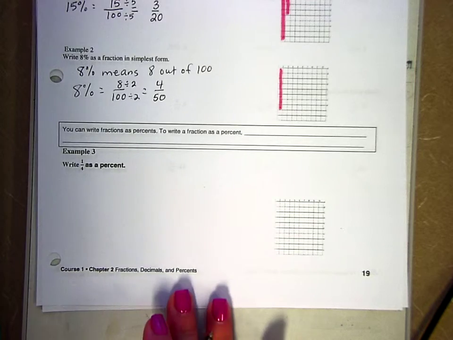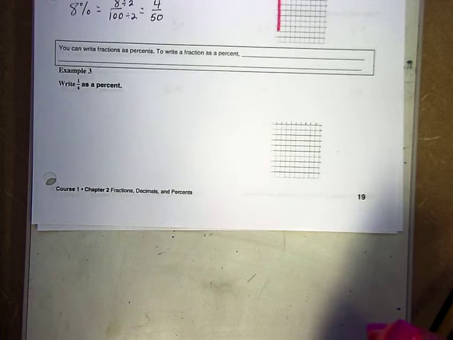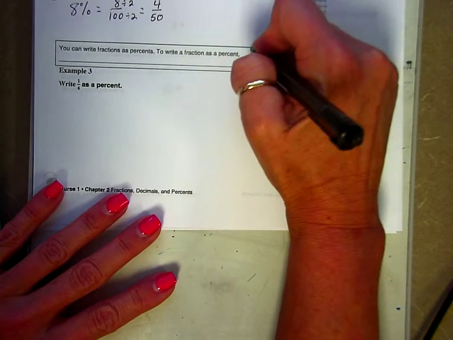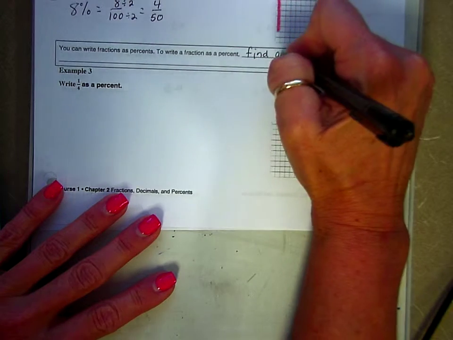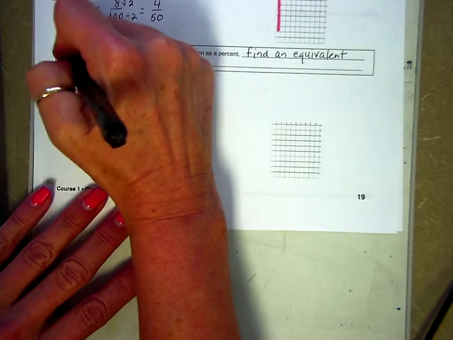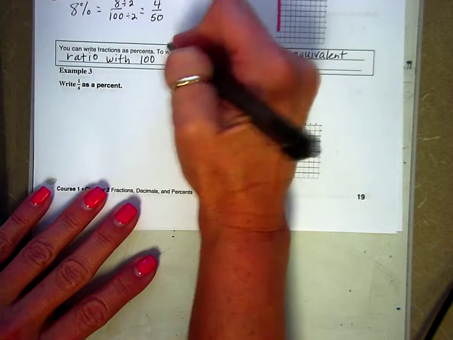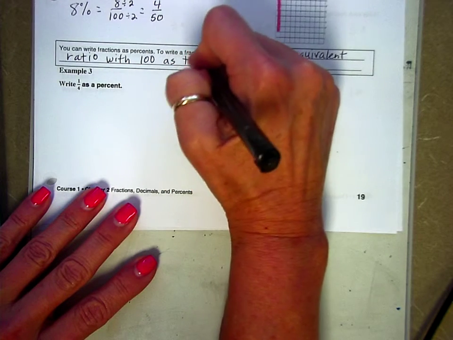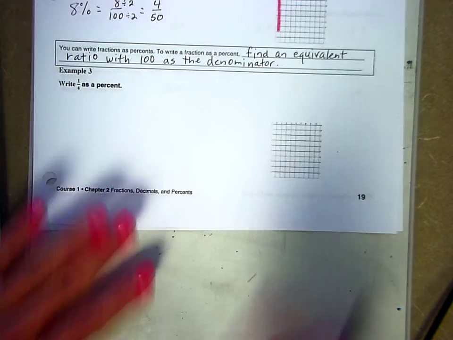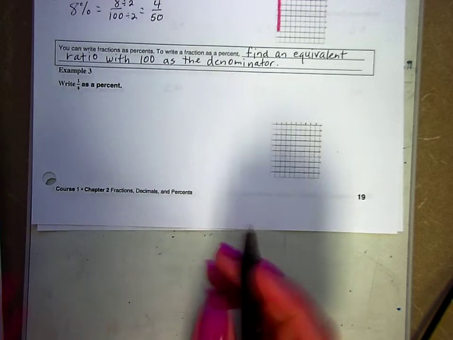All right, now let's look at changing a fraction to a percent. You can write fractions as percents. To write a fraction as a percent, you find an equivalent ratio with 100 as the denominator. All right, so the third example is write 1/4 as a percent.